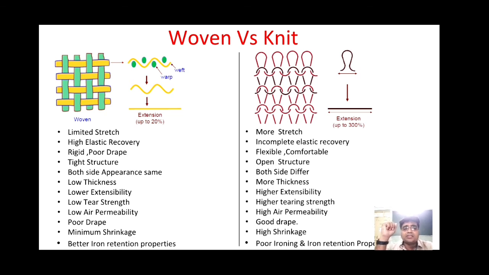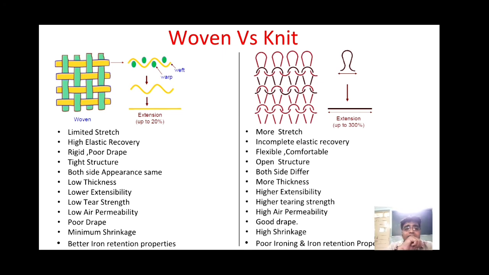Then another differentiating point is minimum shrinkage and high shrinkage. The shrinkage level in the case of woven fabric is very minimum. Why is it minimum? The reason is that whatever stresses are generated while weaving the woven fabric are very low, and there is very limited scope for the warps to come back to their original position since the structure is very tight.